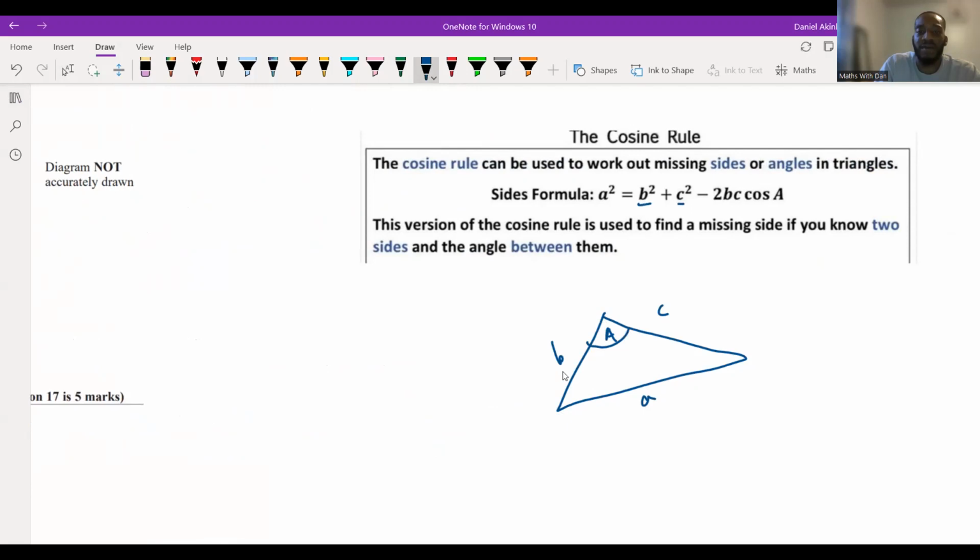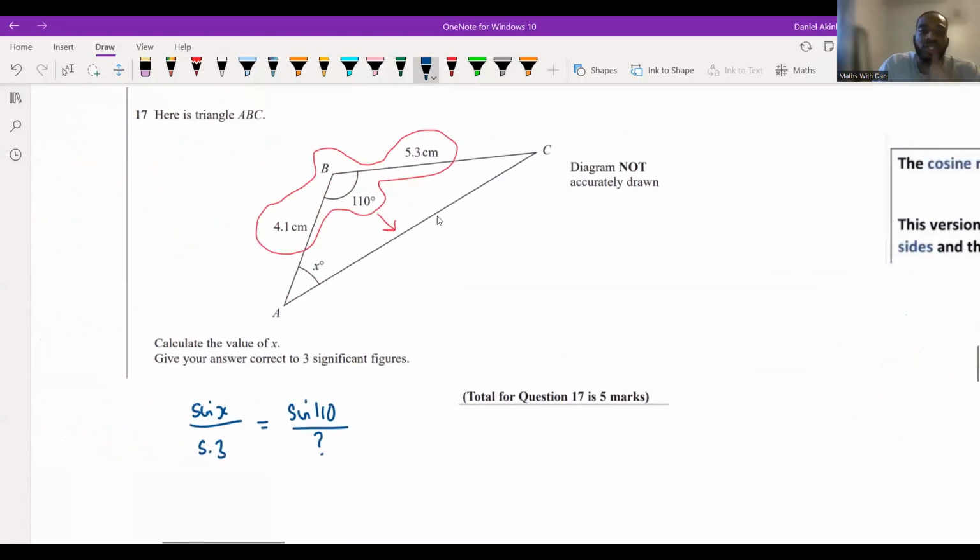B and C are here, right? B and C. And then the angle capital A is the one in between. So if I use that there, then I'll call this side lowercase b. It will be b squared is equal to 4.1 squared, because that's one of the sides, plus 5.3 squared, that's one of the other sides, and then minus 2 lots of 4.1 and 5.3 cosine of 110. Yeah? All right. So now I need to calculate this b squared here.